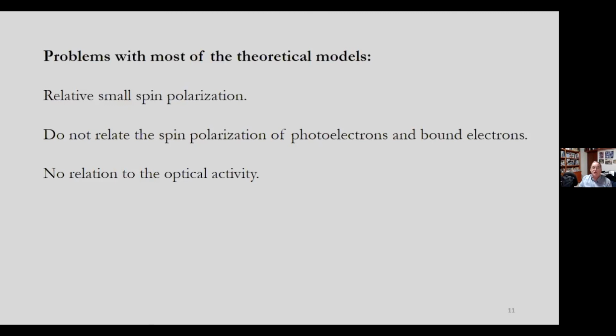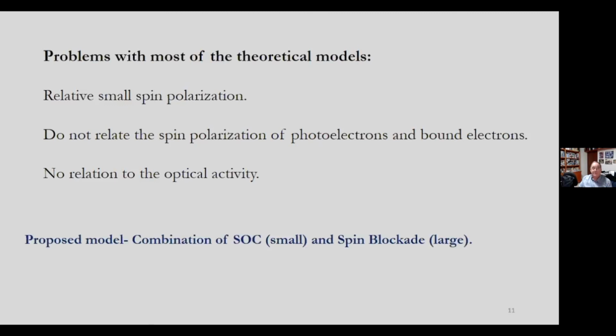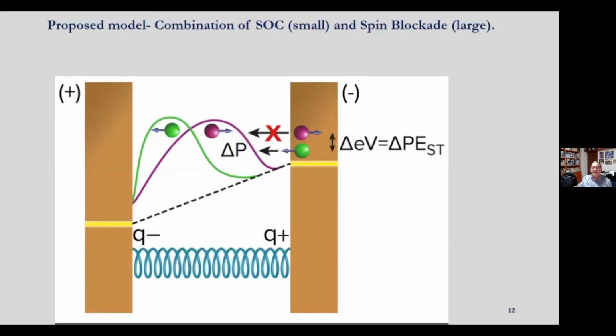There is no relation to optical activity, and therefore we propose a modification of the model, which is a combination of the spin orbit coupling that I just showed you and spin blockade. And I'm not going to show you all the formulas and so on, only I will give you a simple scheme of what's going on. When you have a chiral molecule, let's assume it's between two leads. It can also be between donor and acceptor. It's the same phenomenon.